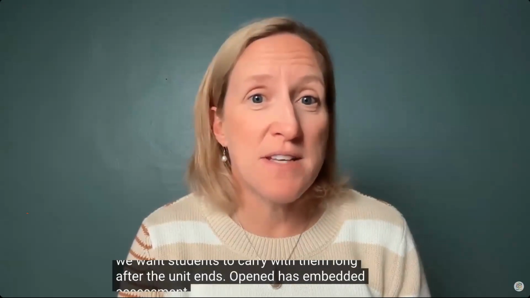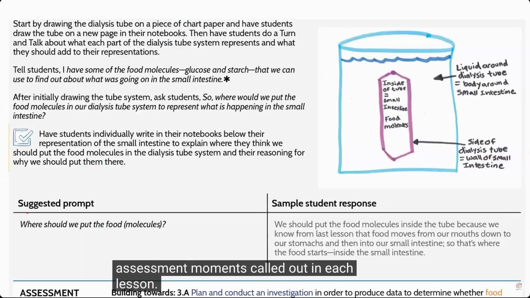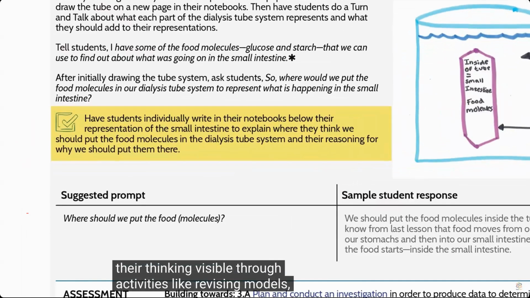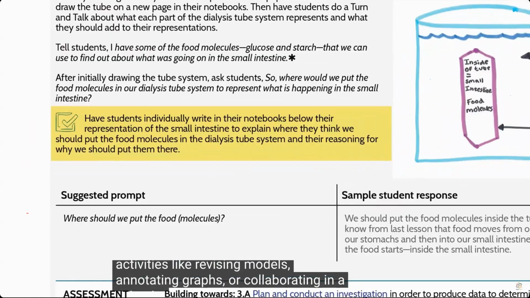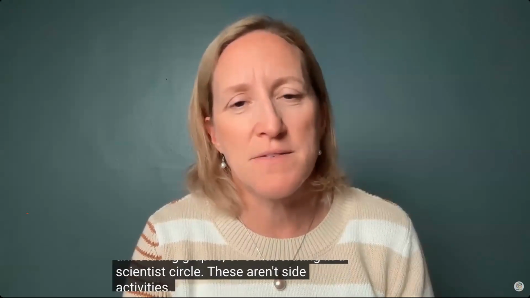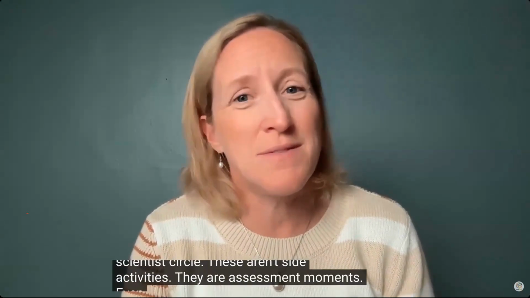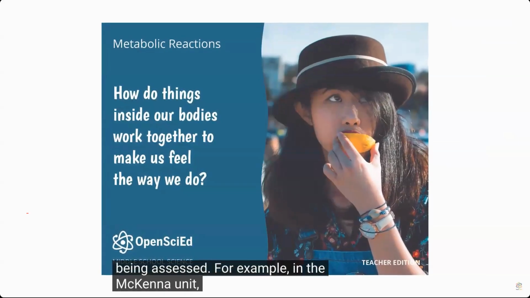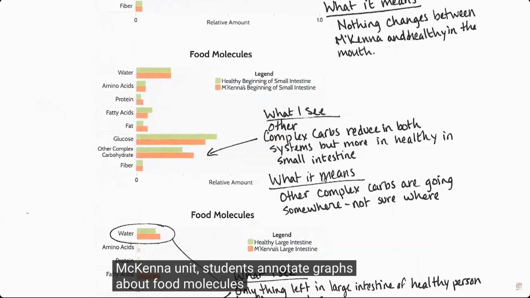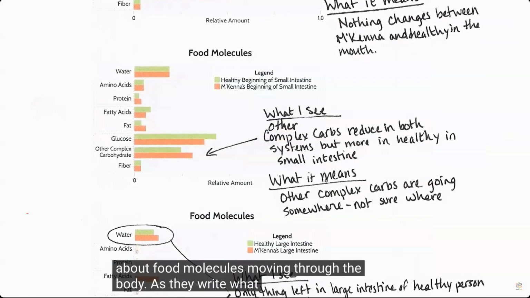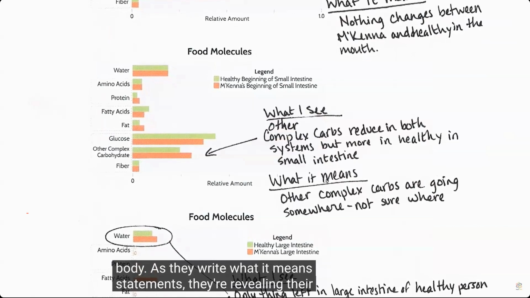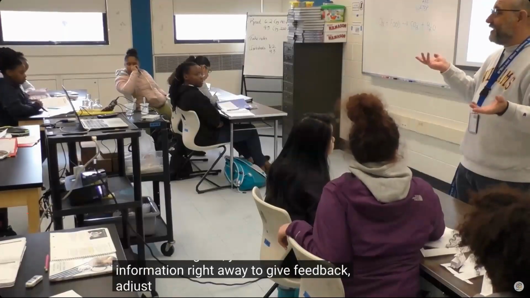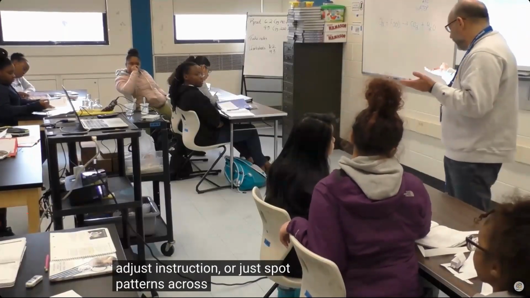OpenSciEd has embedded assessment moments called out in each lesson, times when students are making their thinking visible through activities like revising models, annotating graphs, or collaborating in a scientist circle. These aren't side activities, they are assessment moments, even if students don't feel like they're being assessed. For example, in the McKenna unit, students annotate graphs about food molecules moving through the body. As they write what it means statements, they're revealing their understanding. So you can use that information right away to give feedback, adjust instruction, or just spot patterns across the class.